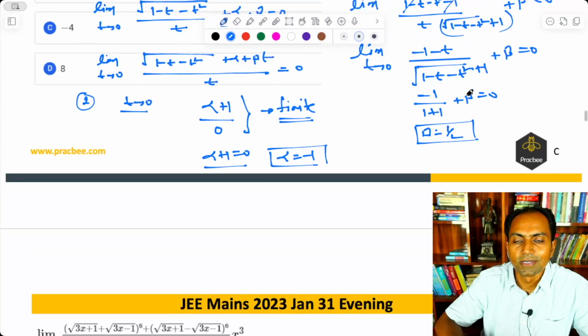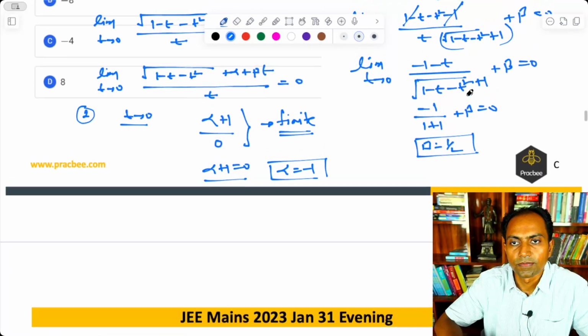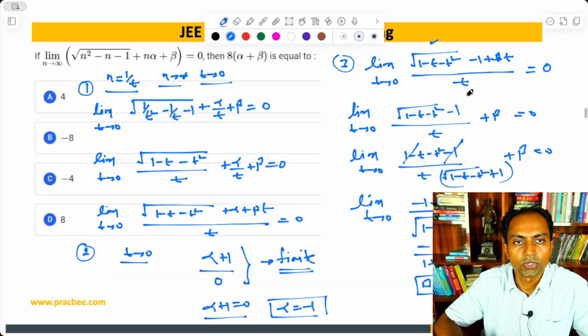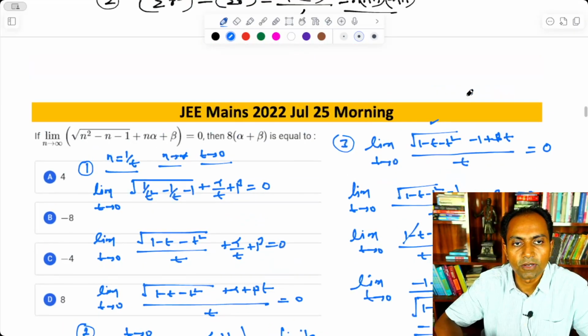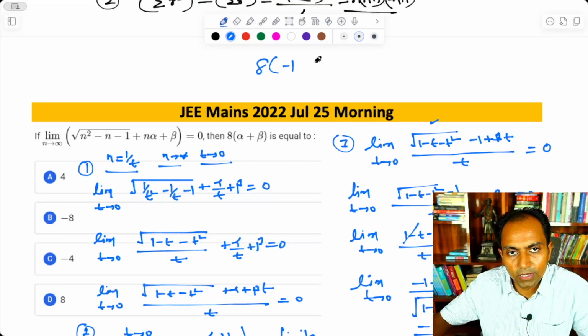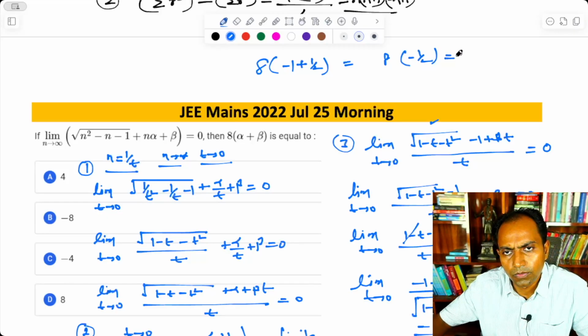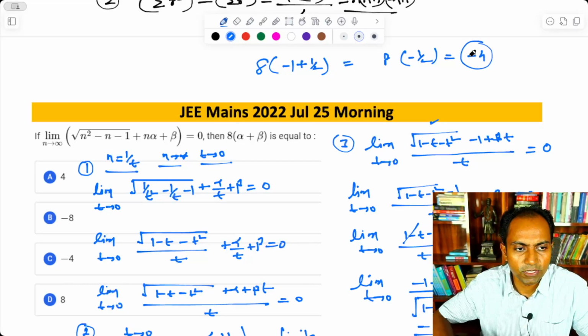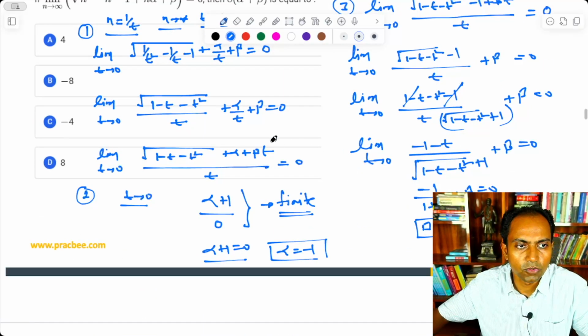Now once we have done this and got this answer, let us see what happens. The question says, what is the value of 8 times alpha plus beta. Now 8 times minus 1 plus 1 by 2 would be equal to 8 times minus 1 by 2. That comes out to be minus 4. Let us check which option matches. You can see that there is an option given to us, C option matches.